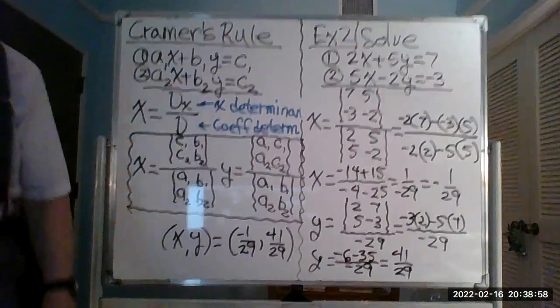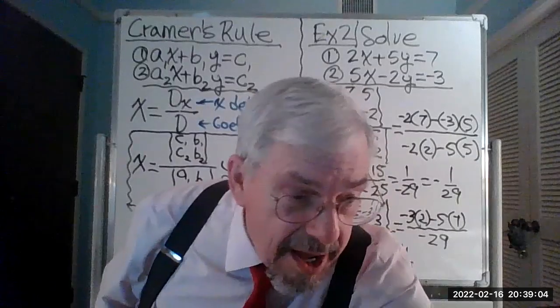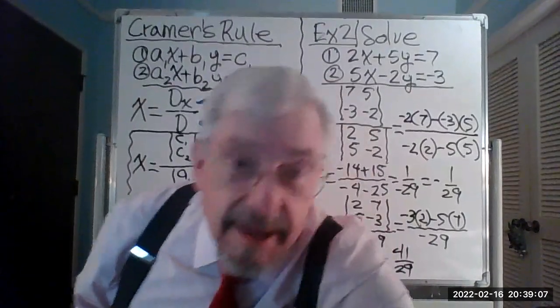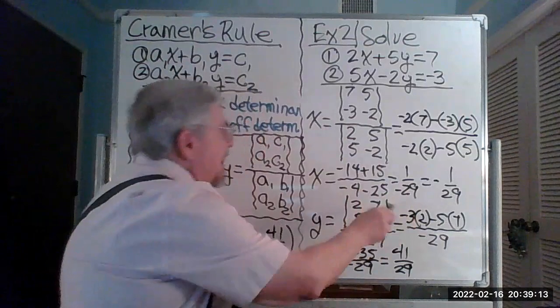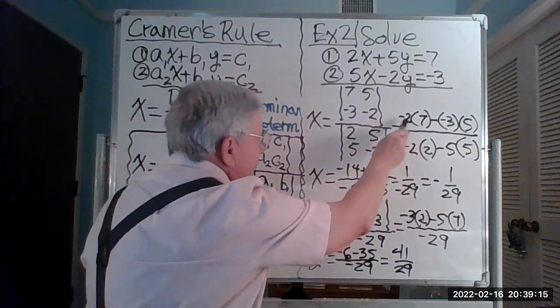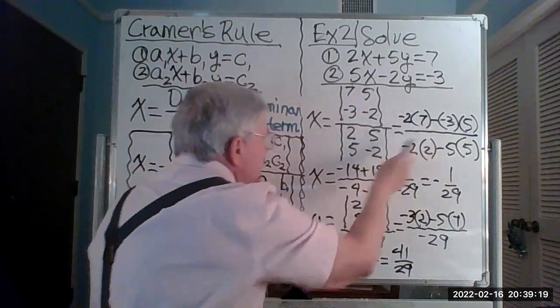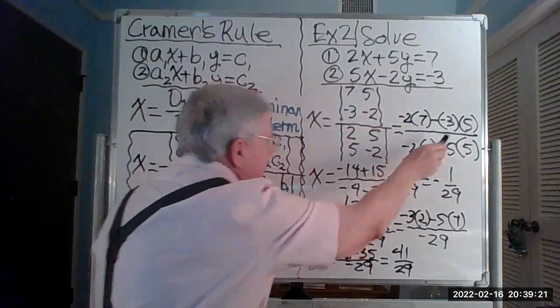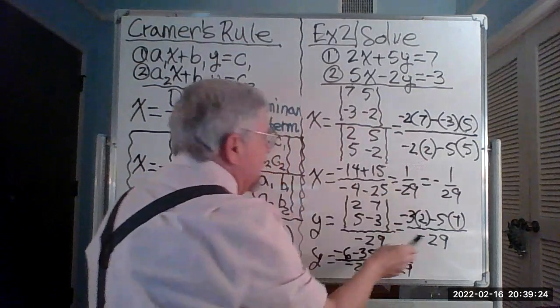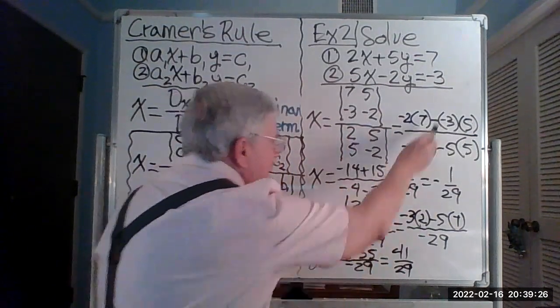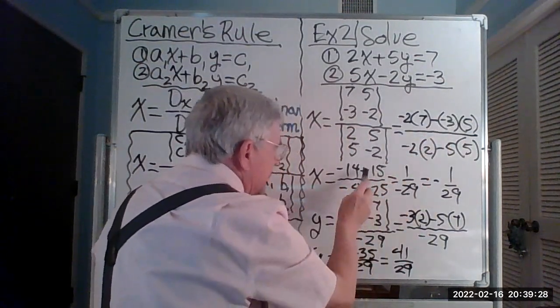Okay, isn't that fun? Quick question, Professor. Yes, go ahead. So when you got the -14 plus 15, that's supposed to be minus, or how did you get the plus 15 for the X? Well, right here. It's -2 times +7, swinging around, minus -3 times +5. That gives me a -14, and a minus times a minus is a positive, plus 15.